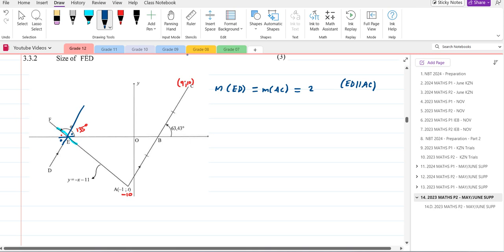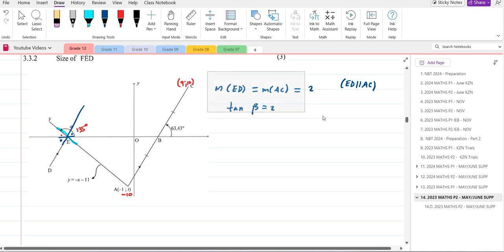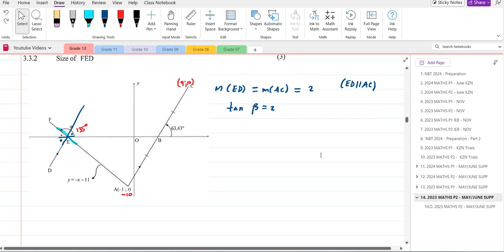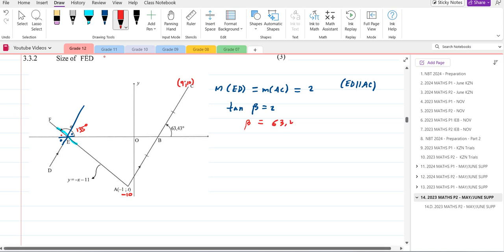Now we can say tan beta is equal to 2. You can just take corresponding angle, so there was no reason to take gradients then. We could have just taken corresponding angle. Remember this line, ED is parallel to BC. Now I think we should say that. Let's put the previous thing back. So tan beta equals 2 because I'm trying to get this angle here. So beta is equal to 63.43 degrees.